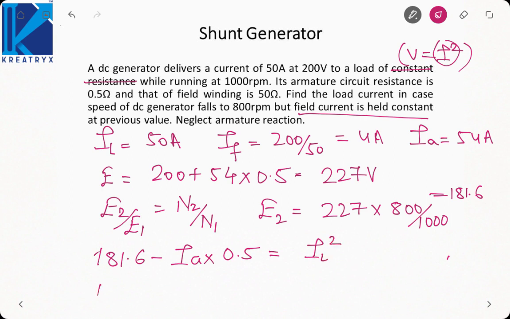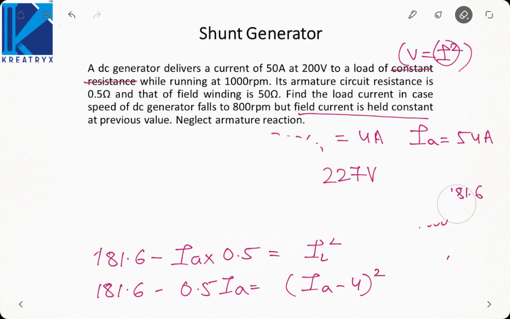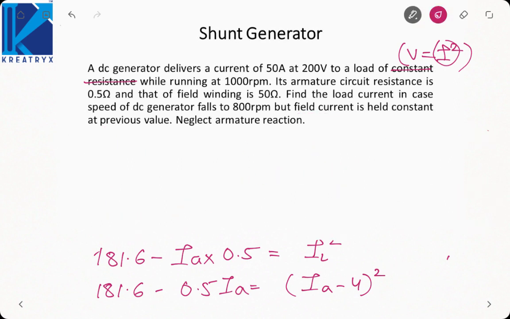Now IL is how much? IL is basically IA minus IF. IF is 4. It is saying field current held constant. So we will get a quadratic equation from here: IA square minus 8 IA plus 0.5 minus 7.5 IA, then 16 minus 181.6.